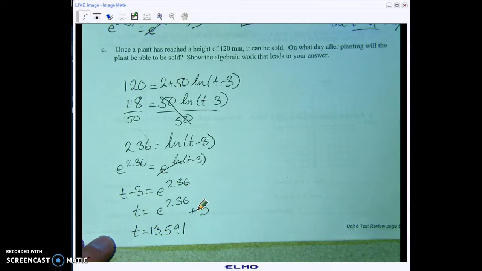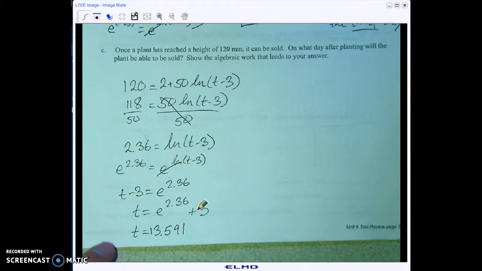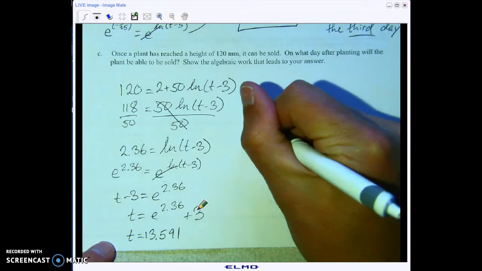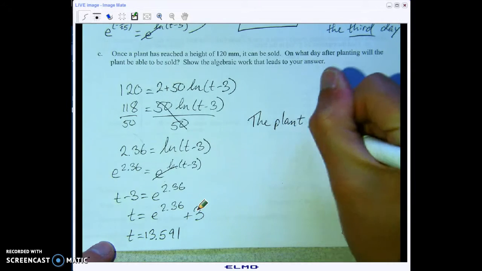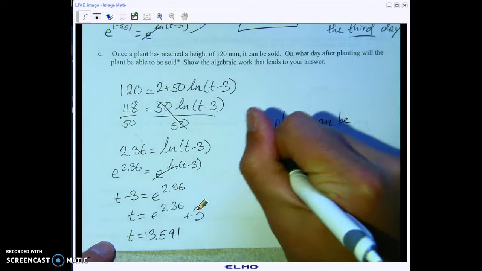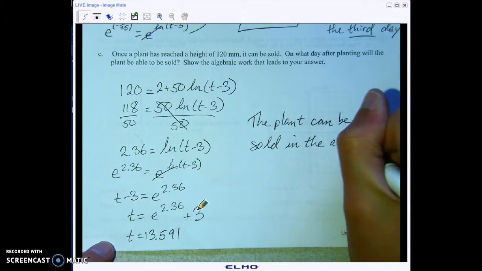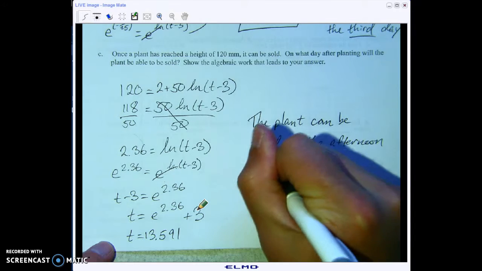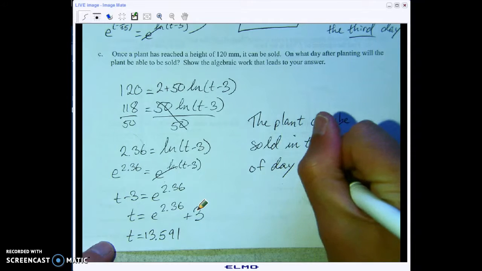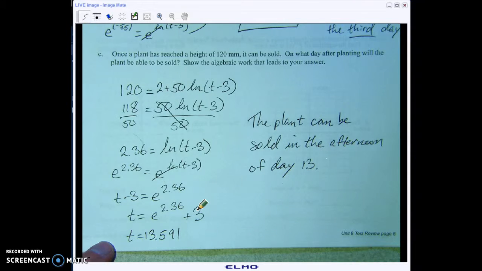Right? So what does this mean? Well, it means that the plant will reach a height of 120 millimeters at exactly 13.591 days. So it can be sold basically in the second half of day 13, right? So maybe the afternoon of day 13. In the afternoon of day 13, that's when it'll be 120 millimeters. All right, and there you go.